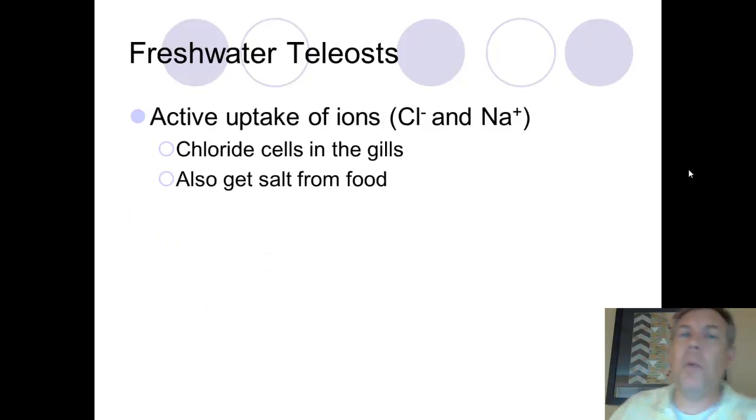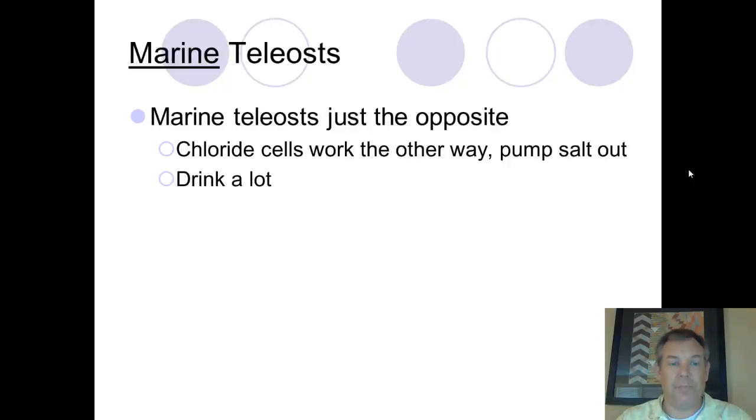And so one way they do this is they have cells in their gills called chloride cells, and these actively take up chloride and sodium ions. Okay, and so they spend energy to actually go and pump ions into their body. Also, they depend upon their food for a lot of the ions they get. So this is how they replenish those lost ions.